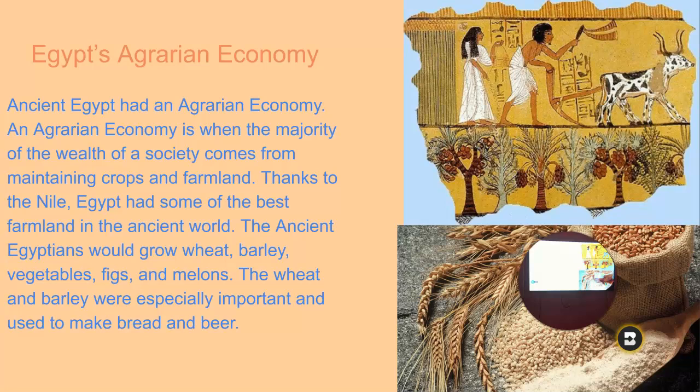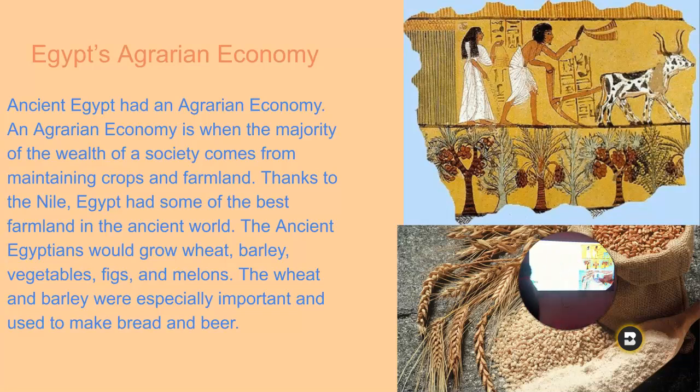Ancient Egypt had an agrarian economy. An agrarian economy is when the majority of the wealth of a society comes from maintaining crops and farmland. Thanks to the Nile, Egypt had some of the best farmland in the ancient world. The ancient Egyptians would grow wheat, barley, vegetables, figs, and melons. The wheat and barley were especially important and used to make bread and beer.